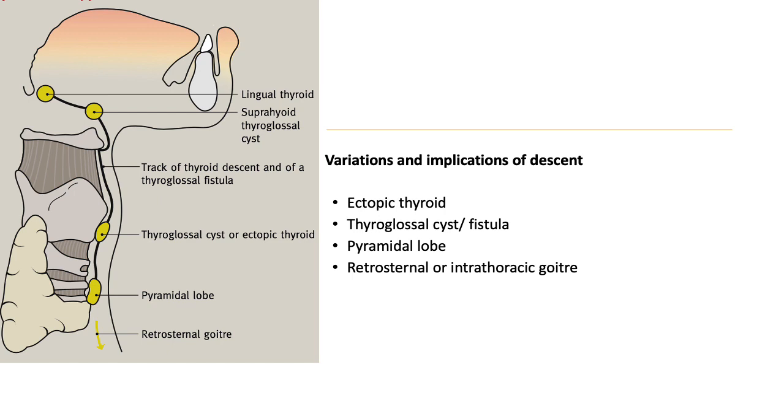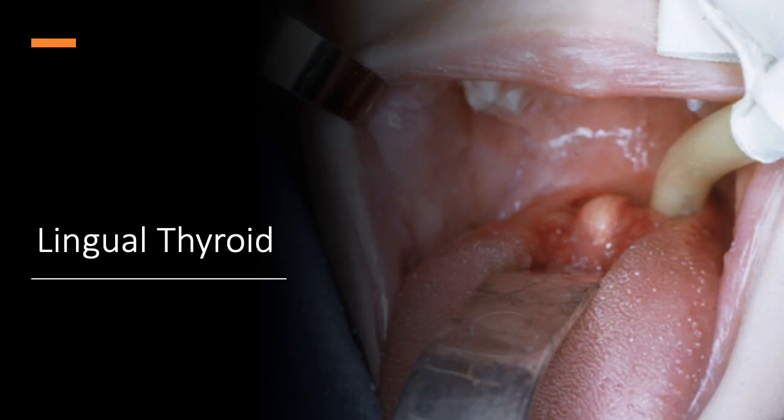Is the pyramidal lobe present in every individual? The answer is no. The pyramidal lobe occurs in about 33%, or 1/3, of individuals. This is how the lingual thyroid appears. It is situated in between the anterior 2/3 and the posterior 1/3 of the tongue. So this is the place we discussed earlier, the floor in between the first and second pharyngeal pouches, which later develops into the foramen cecum.